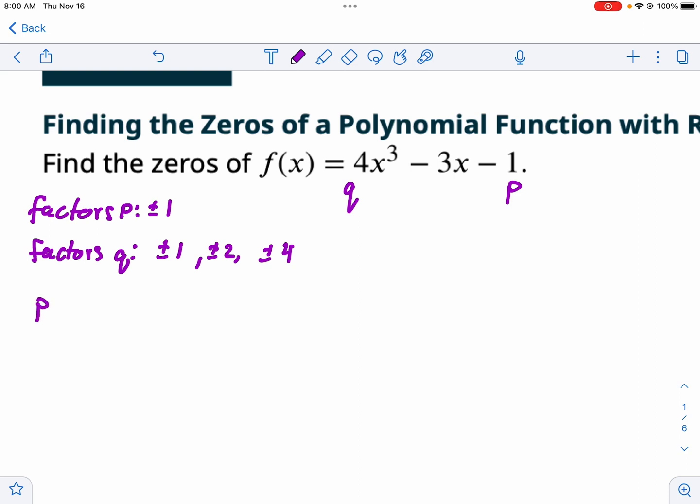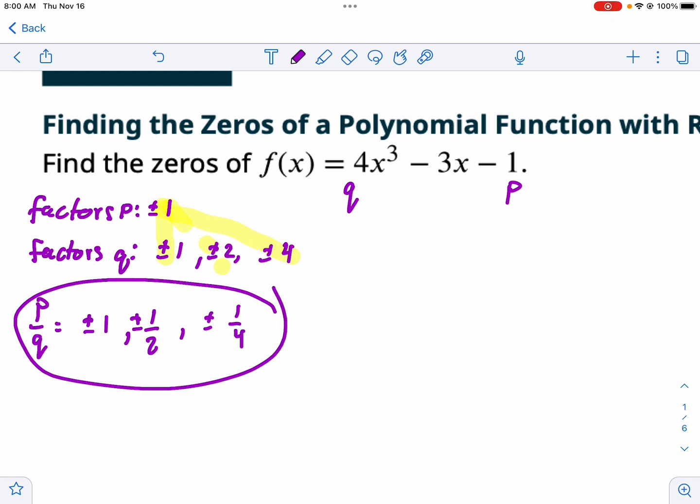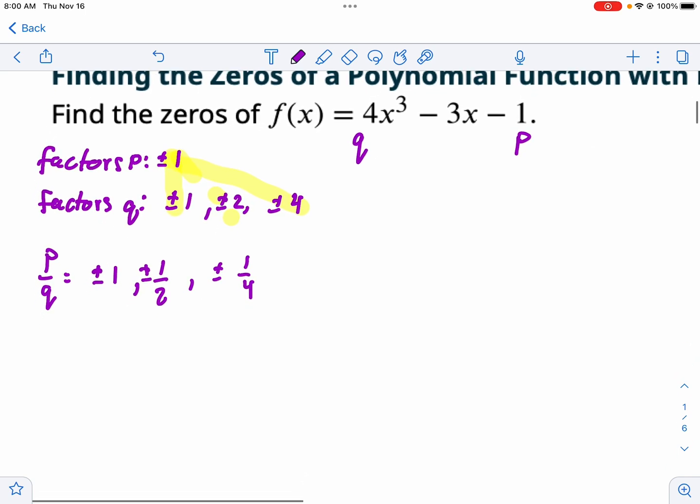Then when you take P divided by Q, if I match this one to this one, that's 1 over 1, which is 1. This one and this one, 1 over 2 is 1/2. Then match this one and this one, positive 1/4. The idea is one of these P over Q values is going to be a root of this. So it looks like this.